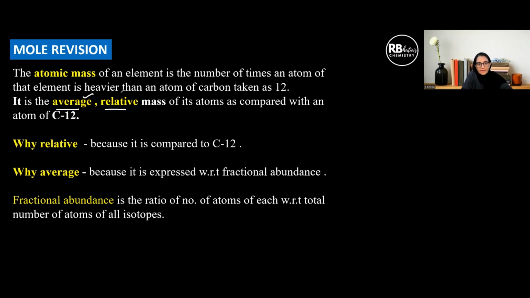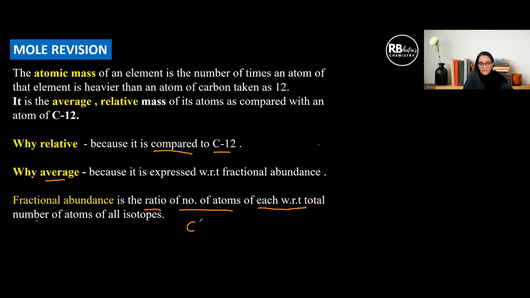Now, I have highlighted the words average and relative because this is a separate question asked: why average or why relative? Relative because it is compared to C12; since it's a comparative mass, we use the term relative. Why average? Because it is expressed with respect to fractional abundance. What is fractional abundance? It is the ratio of number of atoms of each isotope with respect to total number of atoms of all isotopes.